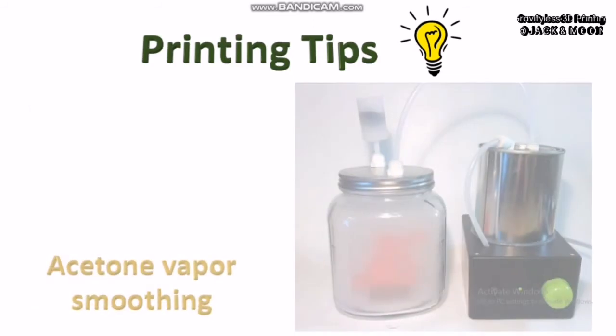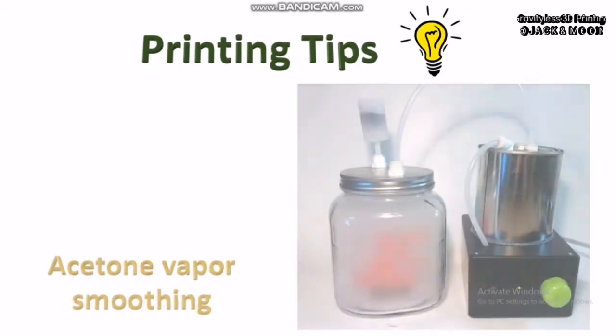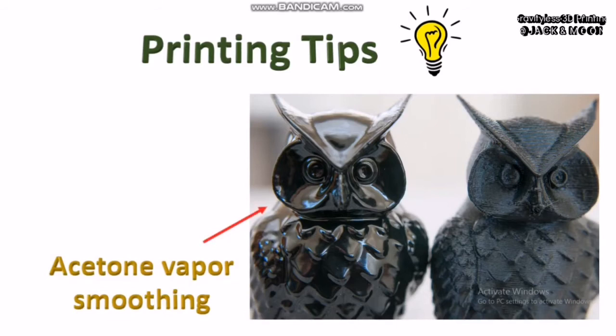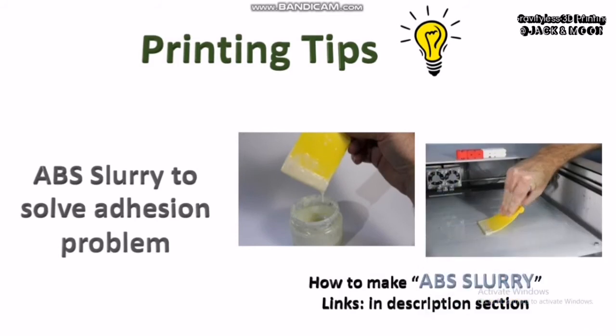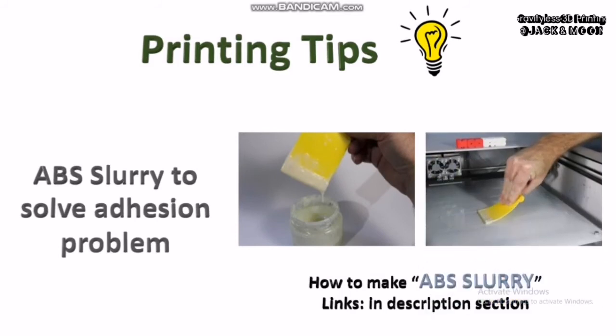One printing tip for ABS is that you can achieve an extremely smooth surface where layer lines can be literally invisible. This can be done by post-processing the printed part using acetone vapor smoothing. Also, if you are facing adhesion problems, you can apply ABS slurry on the heat bed prior to printing. This is extremely helpful for getting a perfect ABS first layer. We will put a link in the description on how to prepare the ABS slurry. Be sure to check it out too.